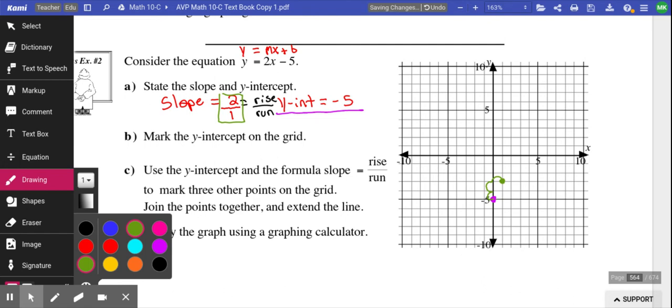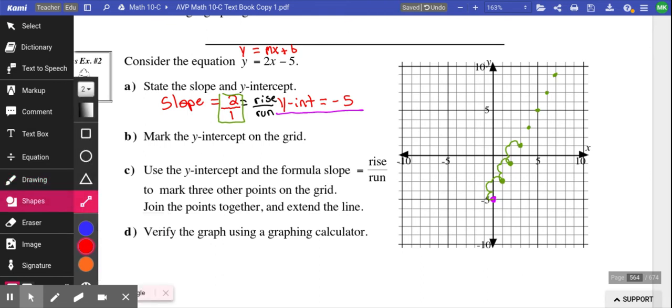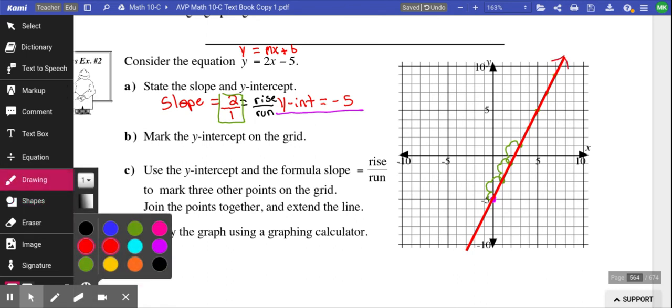And I could keep doing that to keep getting points. Go up 2, run 1. Up 2, run 1. And I could keep finding points over and over again. And you'll notice that I'm making a straight line pattern. To graph this, all I need to do is connect the dots like that. And I have created my graph of y equals 2x minus 5.